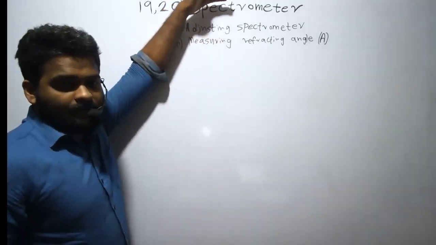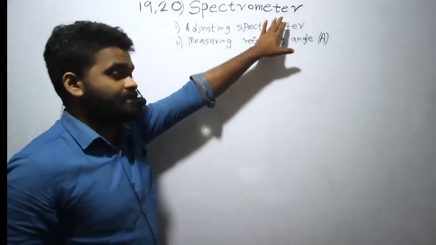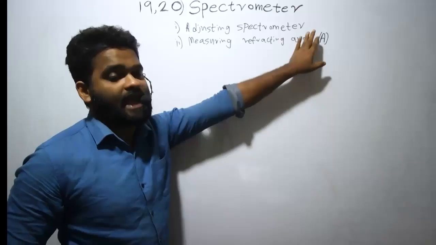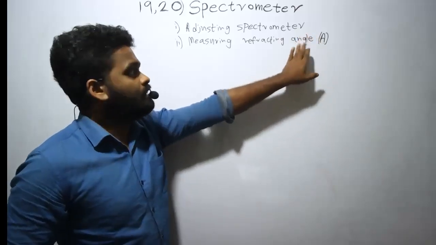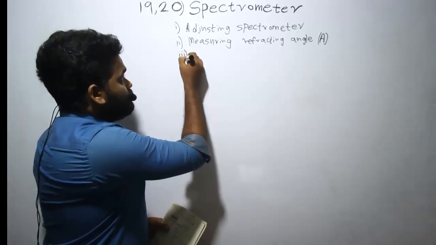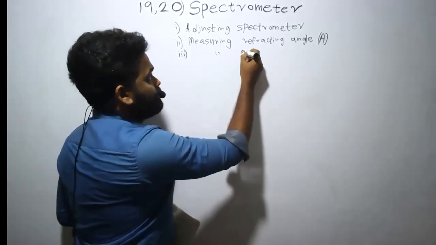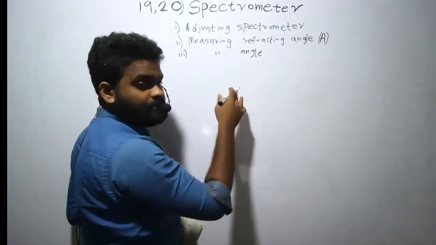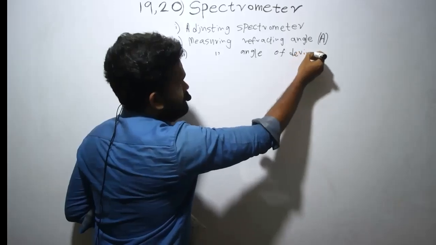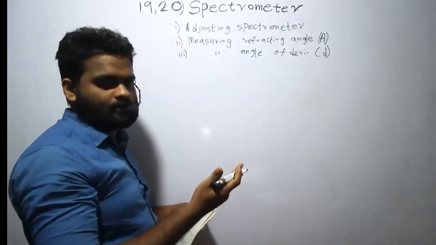Under spectrometer, adjusting the spectrometer. So that is what we are going to discuss first. Then we are going to measure the refracting angle. You know the prism angle? That is capital A. Then third, you can measure the angle of deviation using a prism. We call that simply D. You can write this with me, right? Take a note.